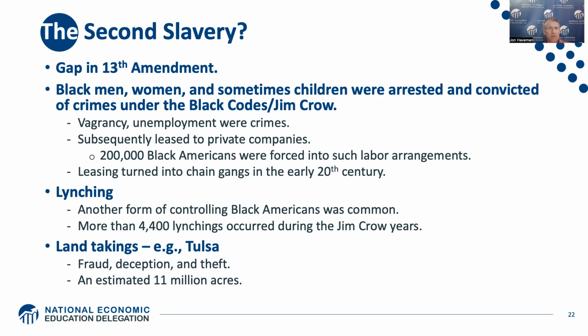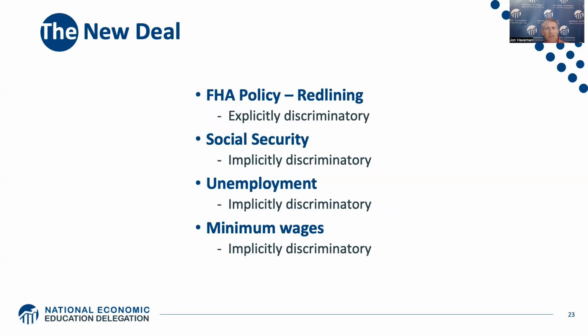Right. So, and that brings us to the New Deal, which was put in place sort of contemporaneously with the Jim Crow laws. There were some parts of the New Deal that were explicitly discriminatory. I've mentioned the FHA policy of redlining a couple of times. We'll talk more about that. Social Security, implicitly discriminatory, unemployment and minimum wages, all three of those things implicitly discriminatory for the same reason, right? Basically, some occupations were excluded from Social Security, unemployment, and minimum wages, and those turned out to be occupations that were heavily occupied by Black Americans.